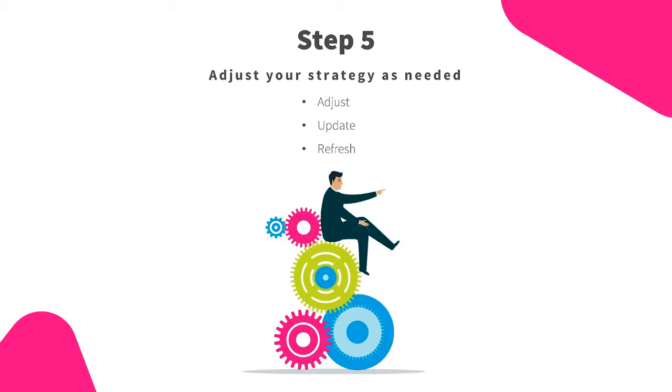And finally, step 5 is to adjust your strategy as needed, which kind of goes without saying, but adjust, update and refresh. So using that information on a monthly basis, adjust and change your strategy to meet your goals. And if your goals aren't being met, then maybe think about changing your goals, because maybe they weren't right for that platform, or maybe think about using different platforms.